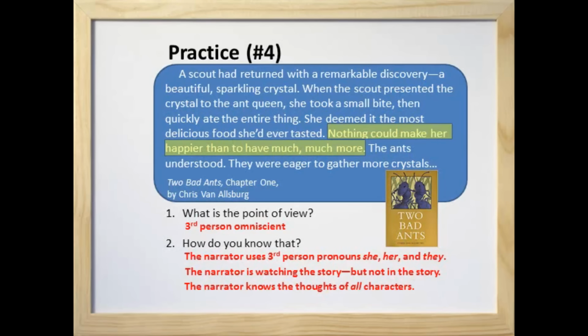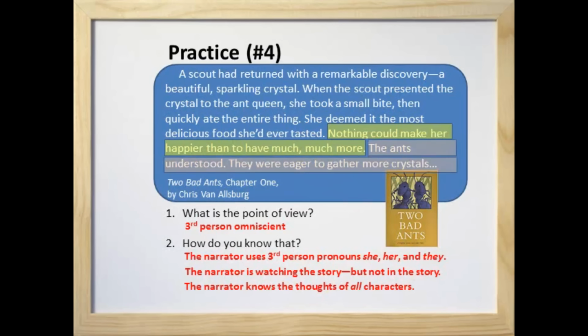One ant had given the queen a sparkling crystal, and the narrator tells us, "Nothing could make her happier than to have much, much more." Did the queen ant say this out loud? No. These were silent thoughts and feelings that the queen had, and the narrator knows about them. This means the narrator knows the queen's thoughts and feelings.